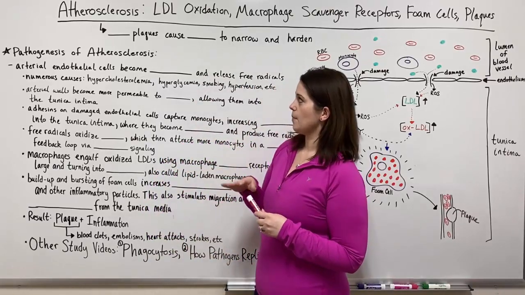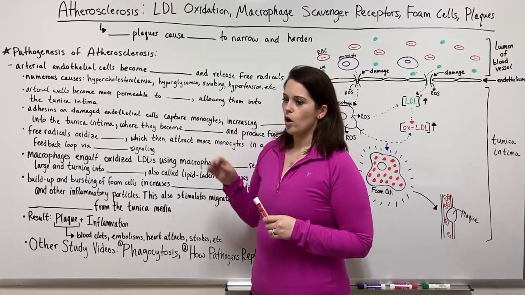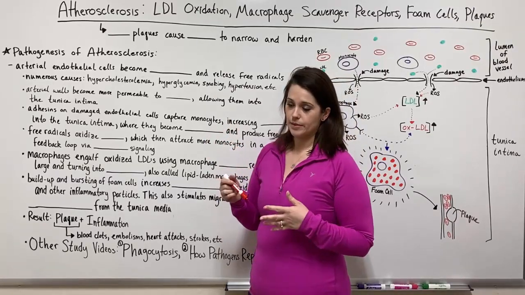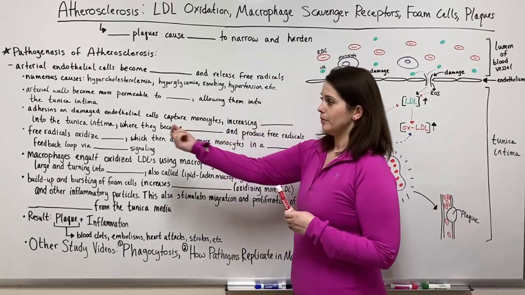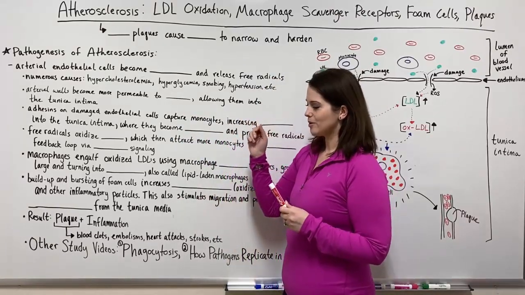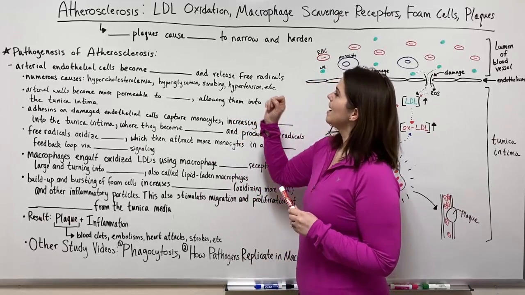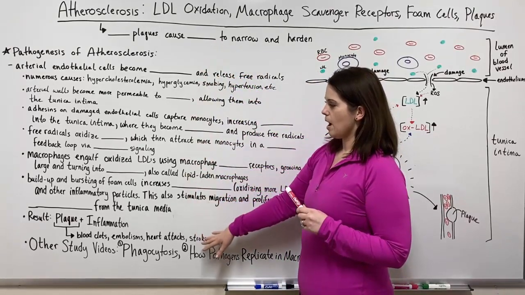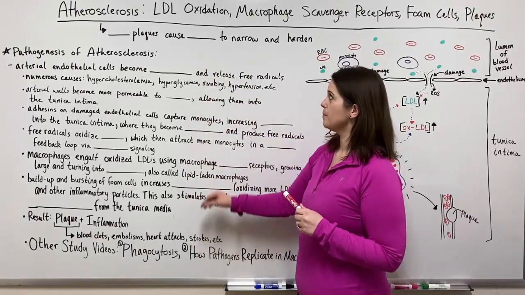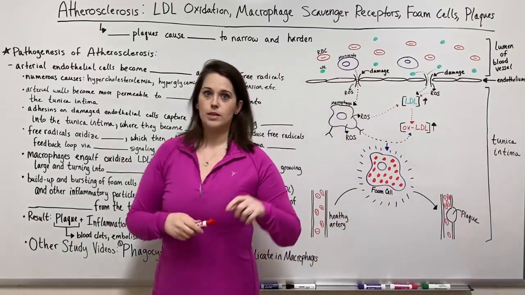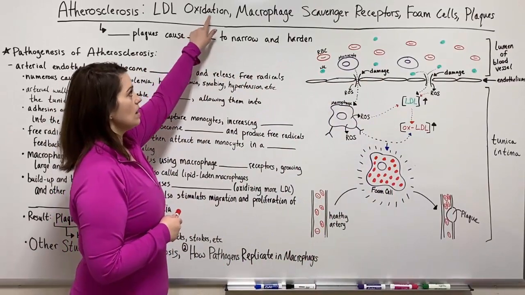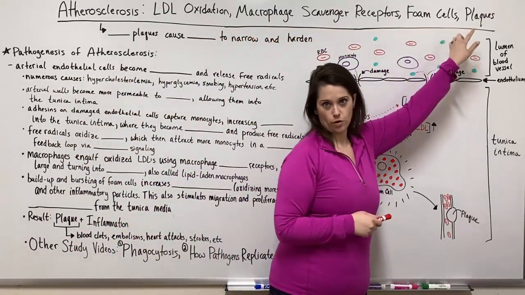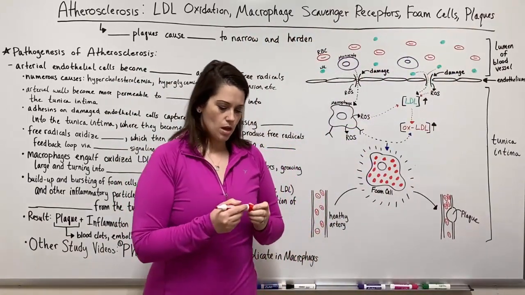Now let's get on to today's topic, and that is regarding the pathogenesis of atherosclerosis. Atherosclerosis, it's a hard one to say. I'm going to be talking about all of the different parts of how it comes about, focusing on some of the things you see up here in the title. So LDL oxidation, macrophage scavenger receptors, foam cells, the formation of the plaques, and so on.